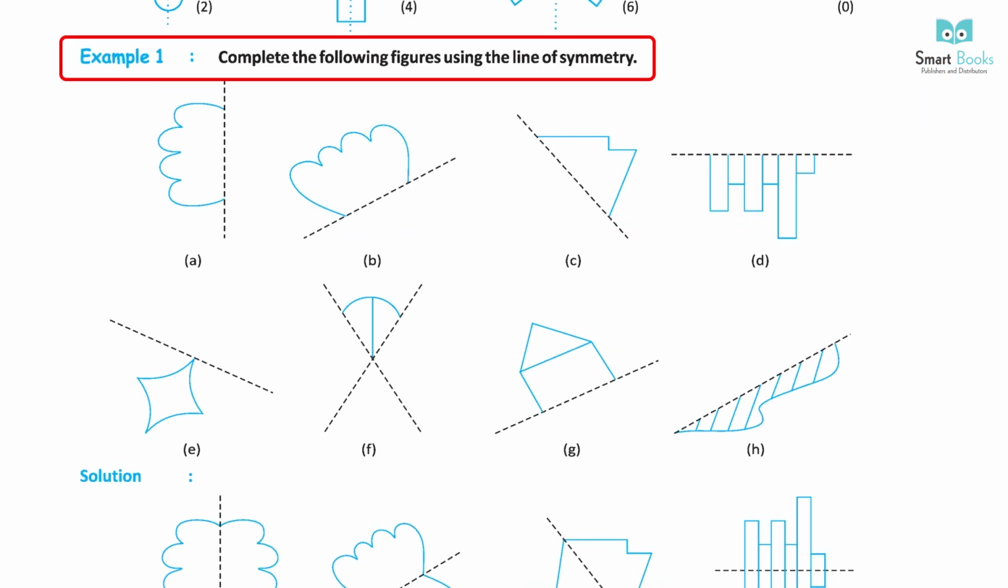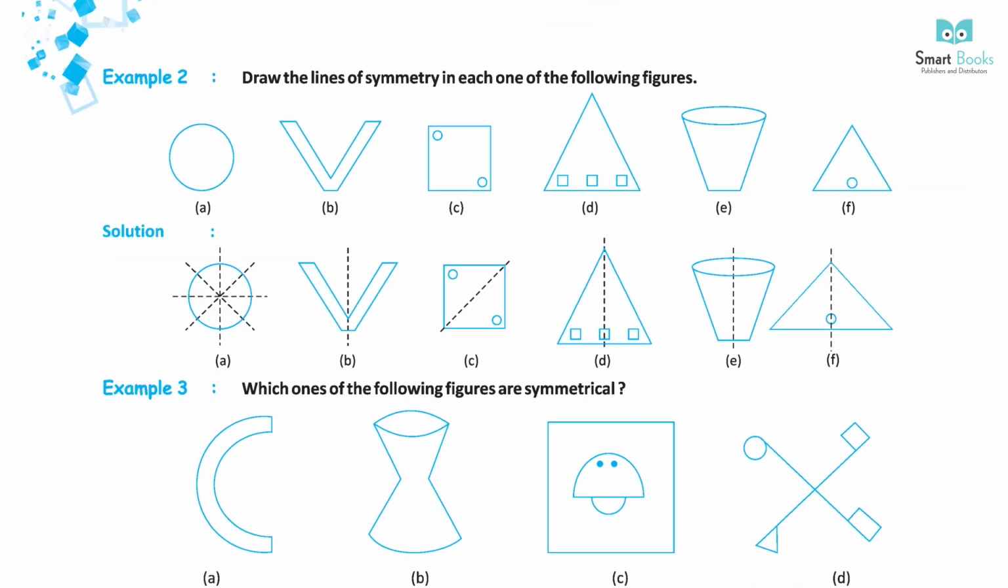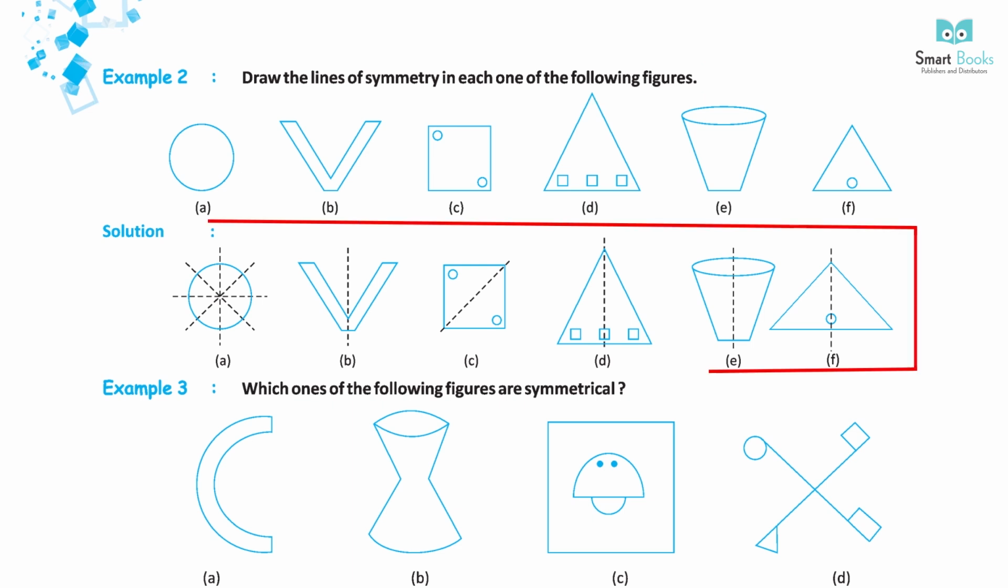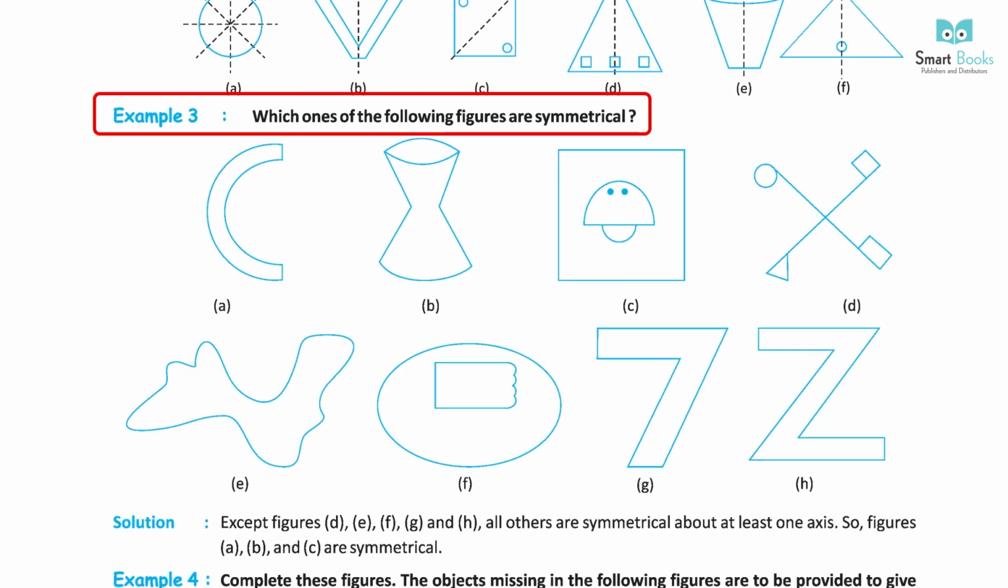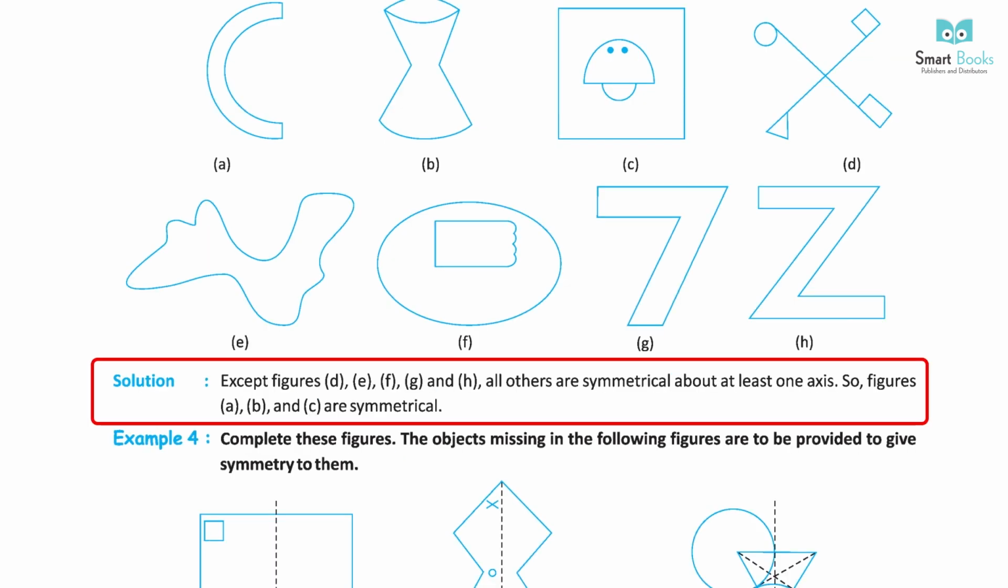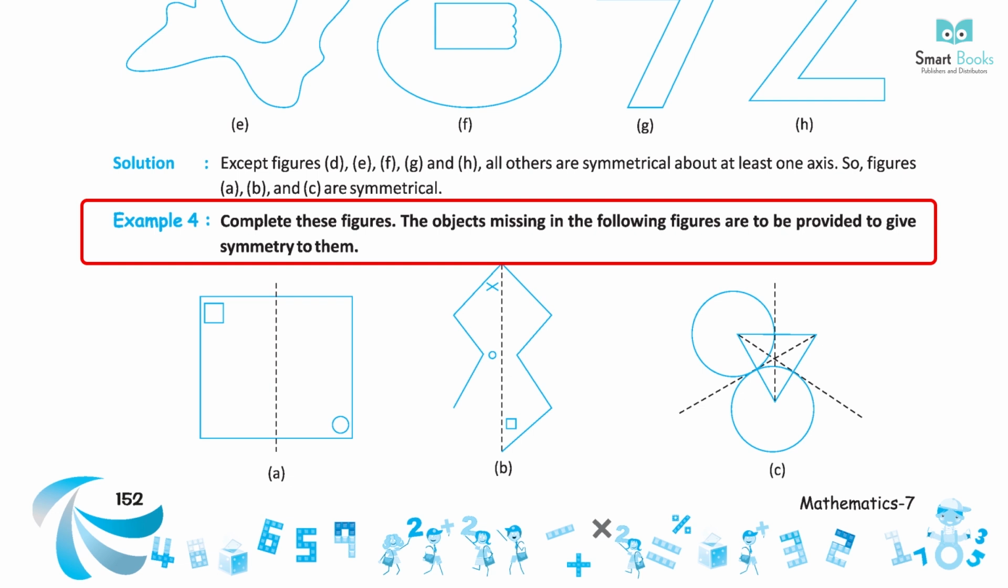Example 1. Complete the following figures using the line of symmetry. Example 2. Draw the line of symmetry in each one of the following figures. Example 3. Which one of the following figures are symmetrical? Solution. Except figures D, E, F, G and H, all others are symmetrical about at least one axis. So, figures A, B and C are symmetrical. Example 4. Complete these figures. The objects missing in the following figures are to be provided to give symmetry to them.